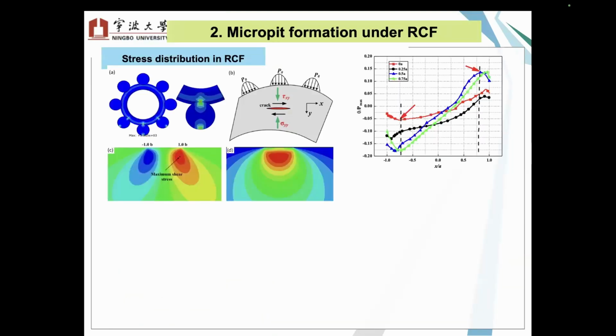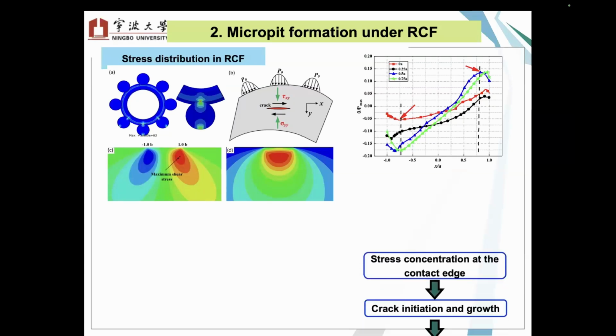And in rolling contact fatigue based on Hertz contact, the stress distribution is here. The maximum shear stress and Mises stress is at the subsurface. So how do those cracks initiate? Because at the contact edge, as the rollers go along the surface, there is a very high stress concentration here. This is how the crack initiates.